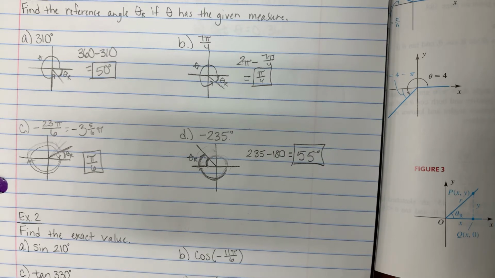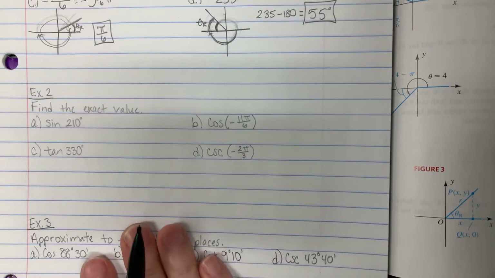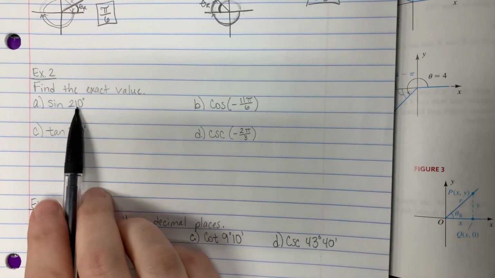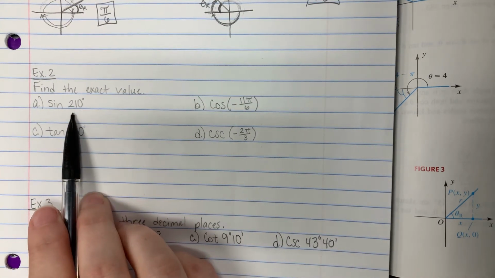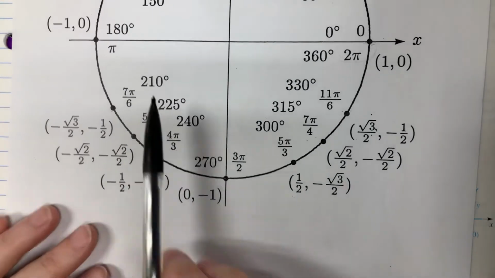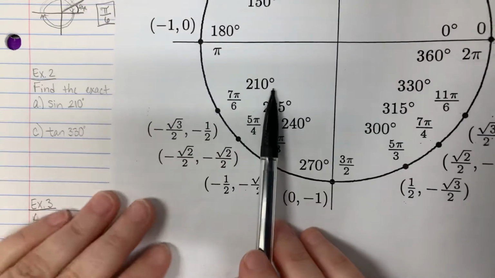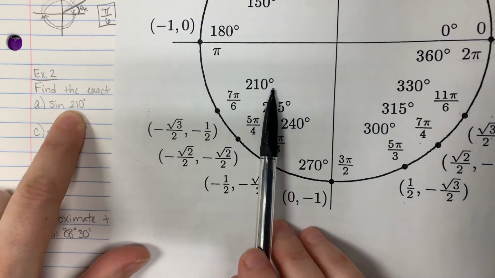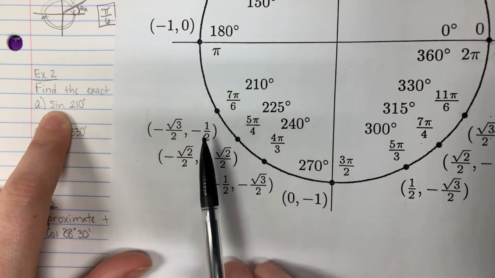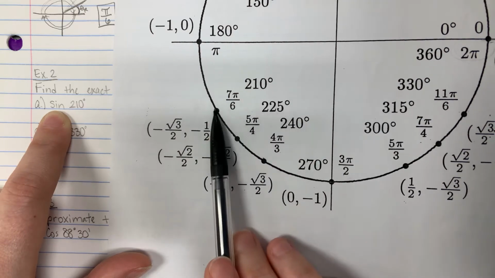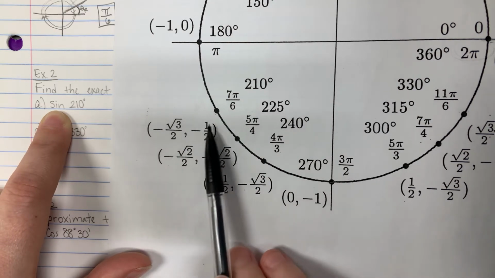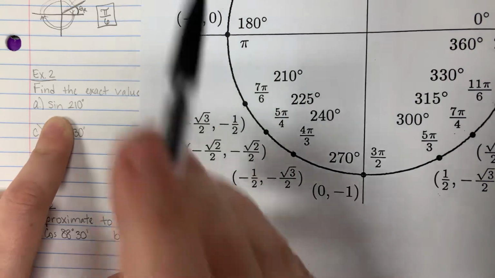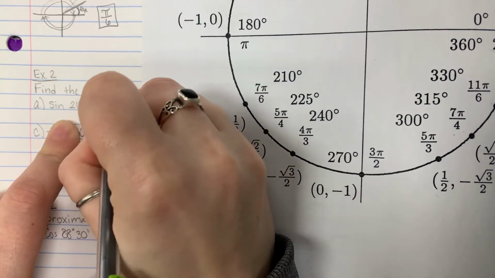All right, example 2, they want me to find the exact value of this. So I did a lot of looking at the unit circle. So 210 is what they were asking me to find in this one, and they want the sine value. Remember, sine is your y value, so here's my reference point. Negative 1/2 would be the y value of that. So the exact value of this is negative 1/2.